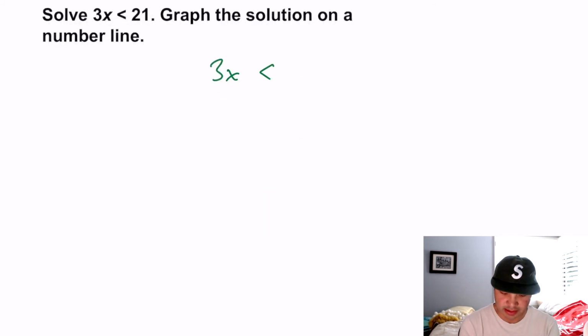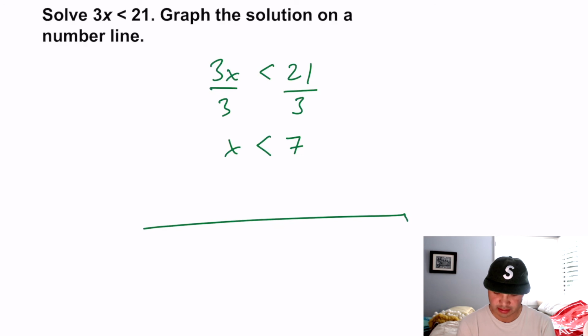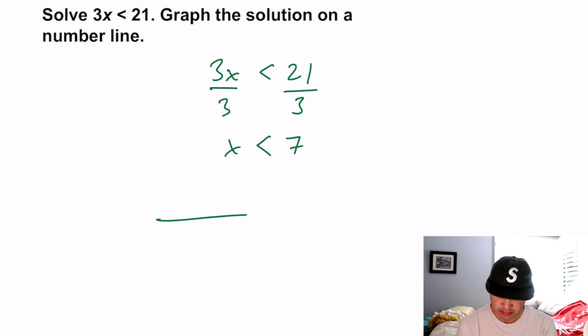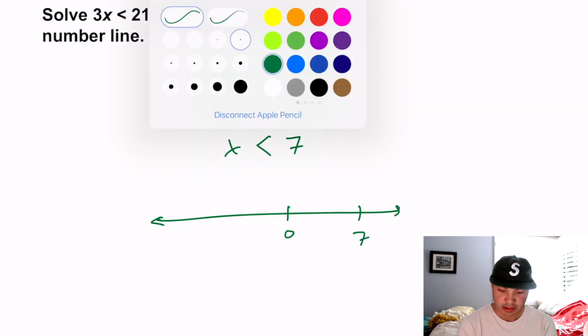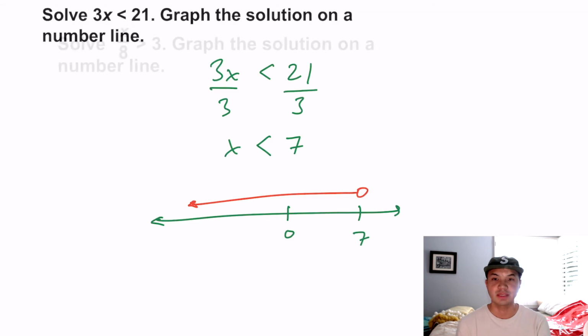And 3x is less than 21, same thing. X is being multiplied by 3, so I'm going to do the opposite of that, which is dividing by 3. And this is 7. X is less than 7. So we're going to have 0 here, we're going to have 7 here. Less than, there's no equal sign, so it's an open circle, and less than means it's going to the left. So any number to the left of 7, not including 7, will be a solution to this inequality.